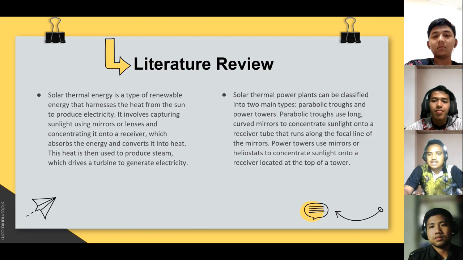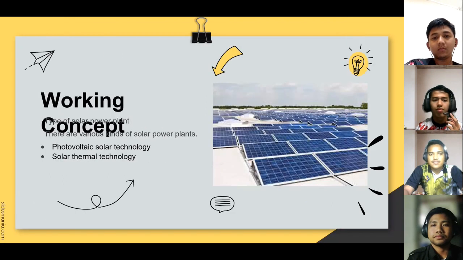Solar thermal power plants can be classified into two main types: first is the parabolic trough and second is the power tower. The parabolic trough uses a long curved mirror to concentrate sunlight onto a receiver tube that runs along the focal line of the mirror. The power tower uses mirrors or heliostats to concentrate sunlight onto a receiver located at the top of the tower. Next, I will pass to Atarif.